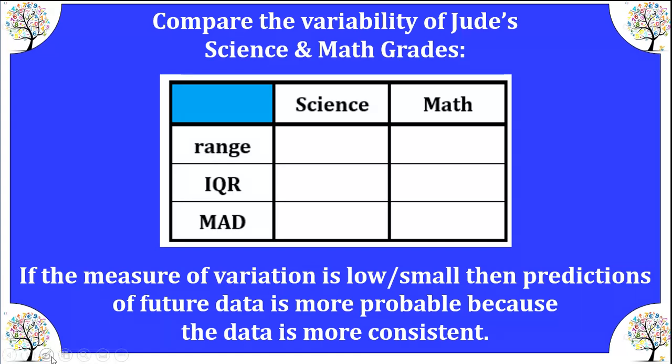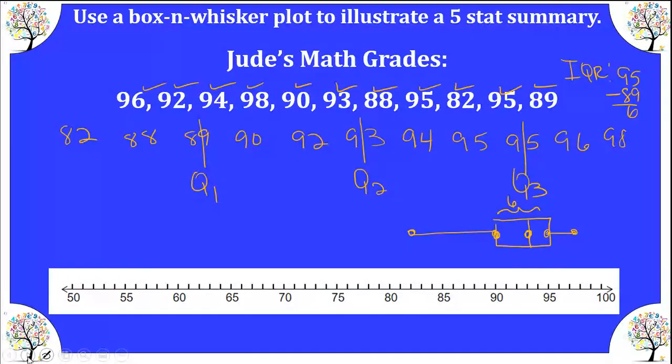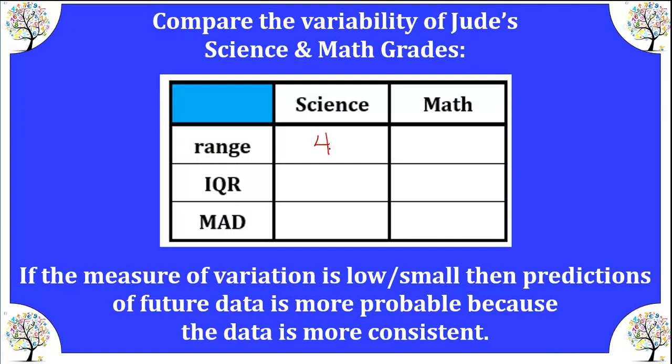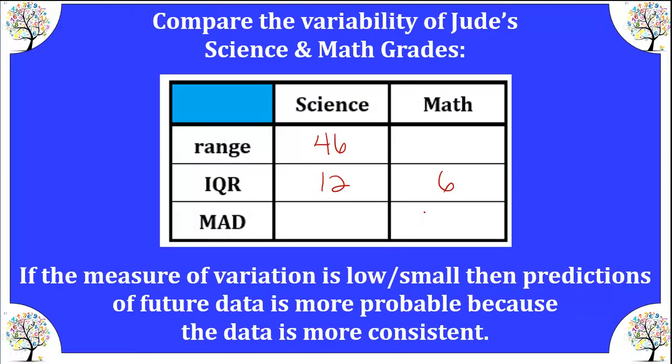So let's record these and just compare. The range of science was 46. The IQR was 12. The IQR of math was 6. And let's calculate: we have 98 minus 82, so the range is 16. We had not calculated math just yet, but you can see that the range in math was much smaller than in science, as well as the IQR. So again, he was more consistent with his math.